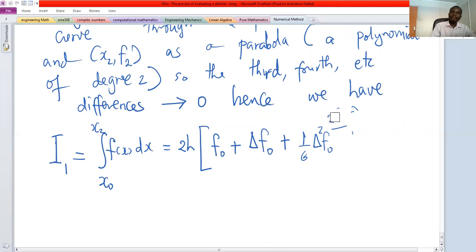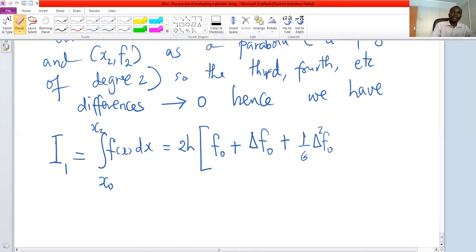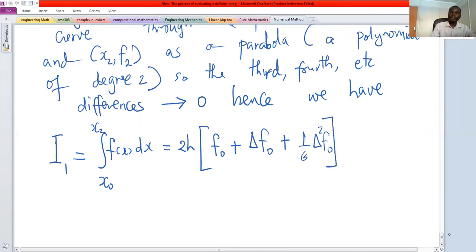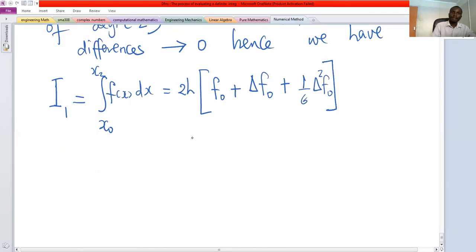Because the third, fourth, etc. differences are assumed to be 0. So that now, from the general formula, this is what we have. And remember that forward of f0 is given by f1 minus f0.